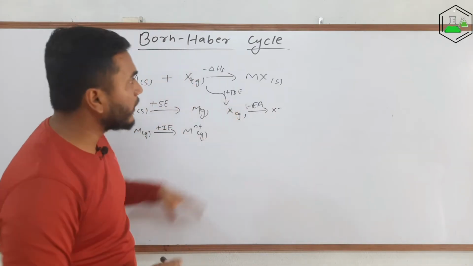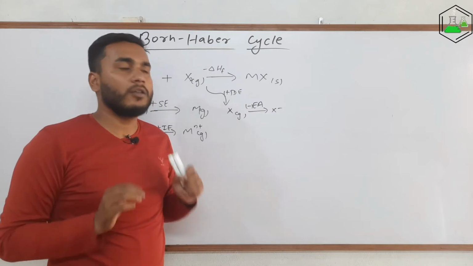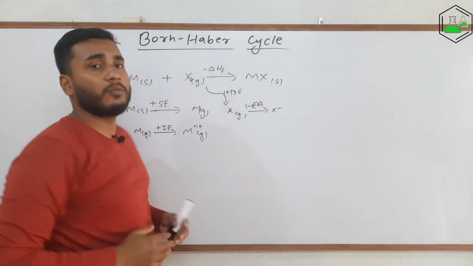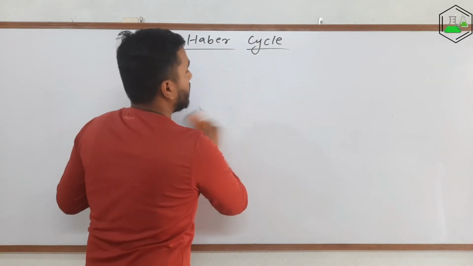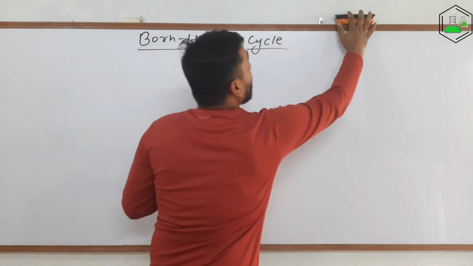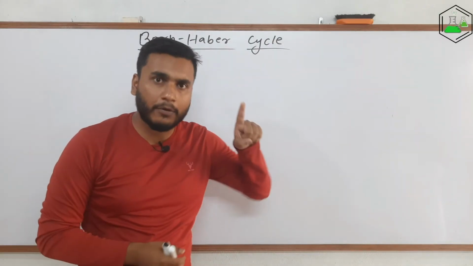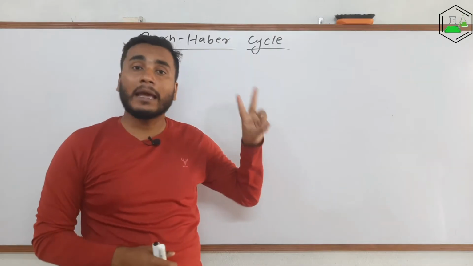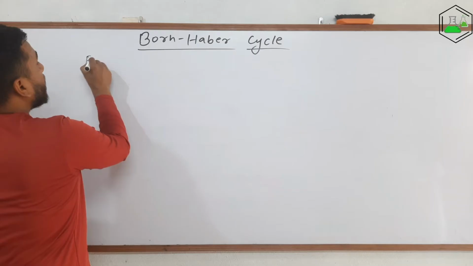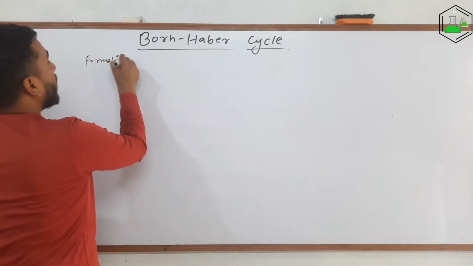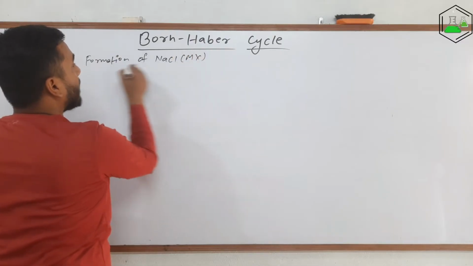Now if you understood this much, then let's understand the Born-Haber cycle. It will be very easy. So let's see. First of all, let me erase this portion. In this video, we are going to see the formation of three different types of compound: MX type of compound, MX2 type of compound, and MX3 type of compound. First of all, let's understand the formation of sodium chloride. This is MX type of compound.